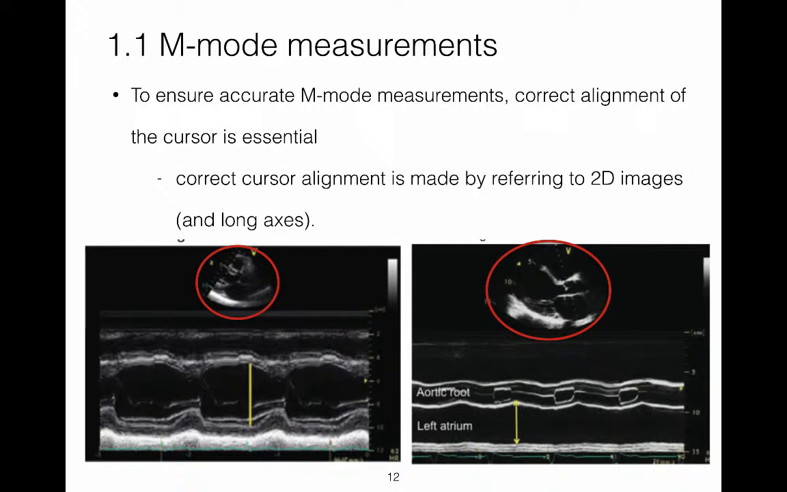For accurate M-mode measurements, correct alignment of the cursor is essential, which, as I mentioned in the last slide, is best if guided by 2D images. The left ventricle, aorta, and left atrium are the structures most often measured by M-mode. When measuring the left ventricle, the cursor is directed perpendicular to the long axis of the LV. When measuring the aorta and the left atrium, the cursor is directed perpendicular to the long axis of the aorta.